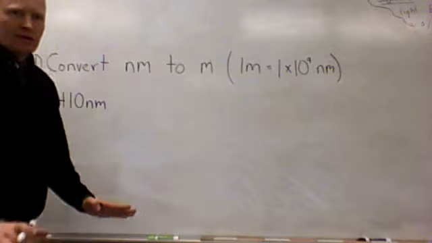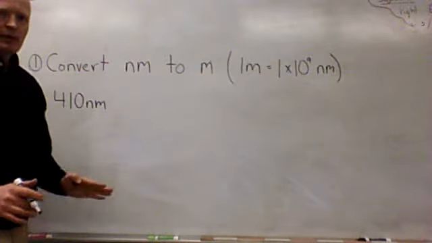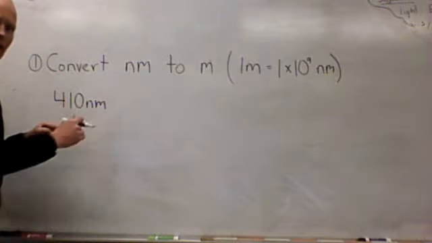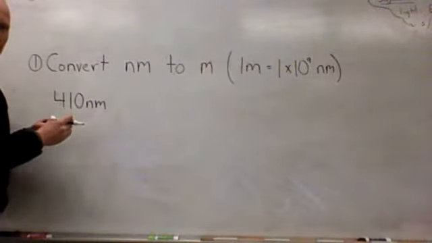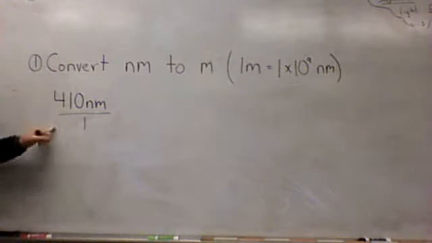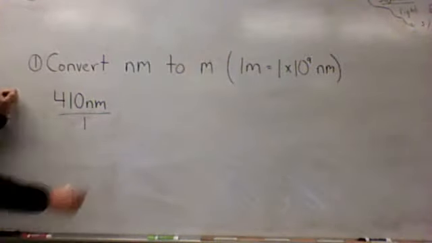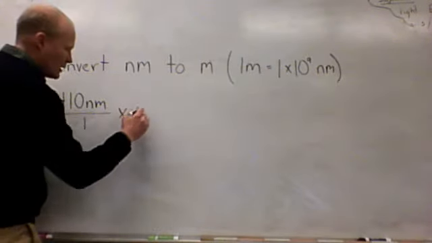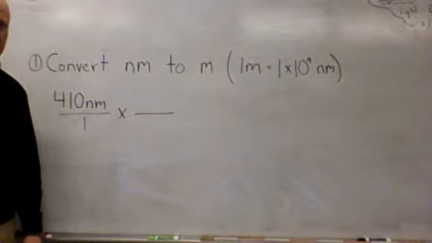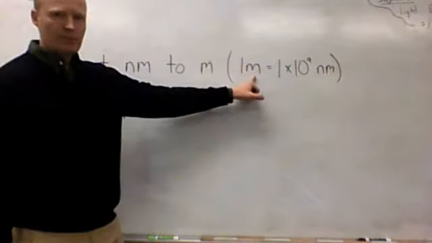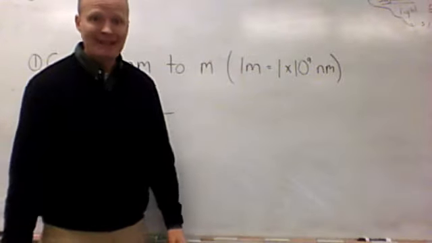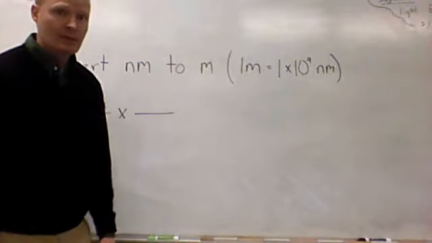So as with any conversion, we start with the quantity that we're given. In this case, 410 nanometers. You recall that in our conversion process, we just put this over 1. That's simply to set this up in fraction form. We will be multiplying this by a conversion factor that is also in fraction form. The conversion factor is going to come from this information. Again, 1 meter is equal to 1 times 10 to the 9 nanometers.